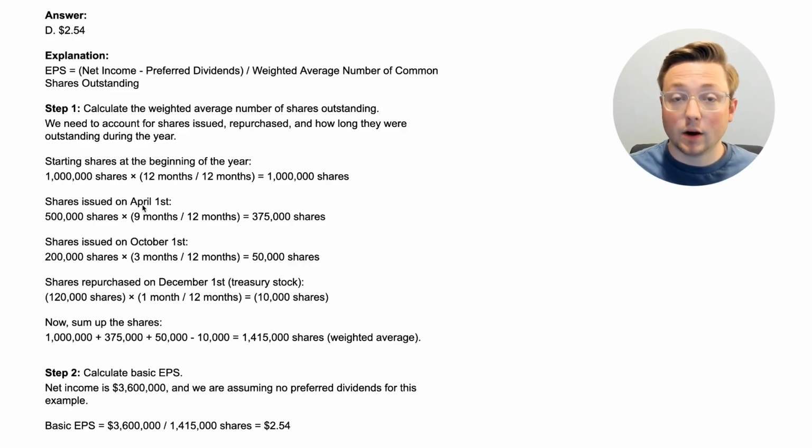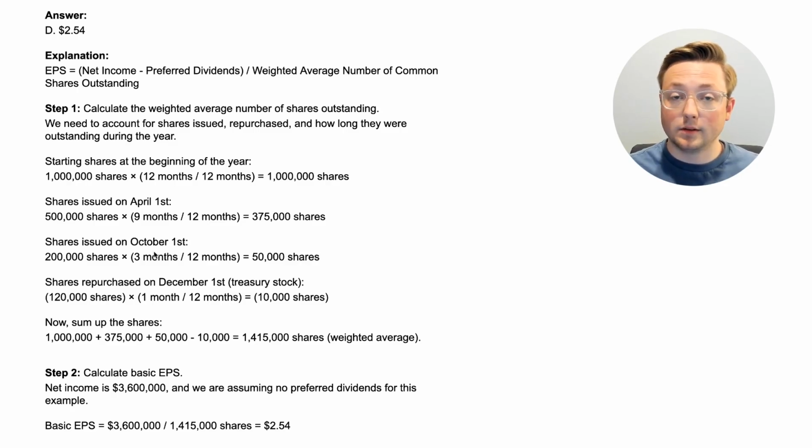The shares issued on April 1st, that was 500,000 shares. And since it started in April, January, February, and March, those shares were not there. So those shares were only there for 9 months of the year. So we multiply them by 9 divided by 12. That gives us 375,000 shares there. And again, we're trying to figure out the average. Shares issued on October 1st.